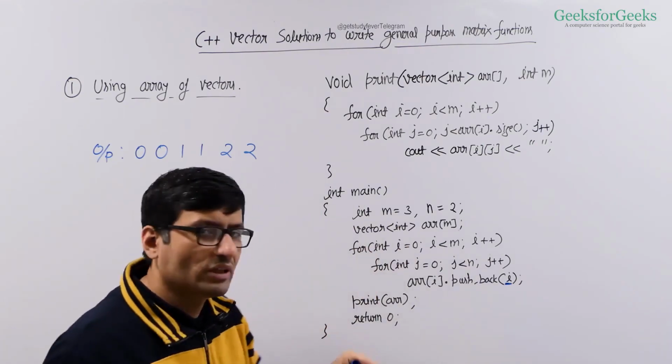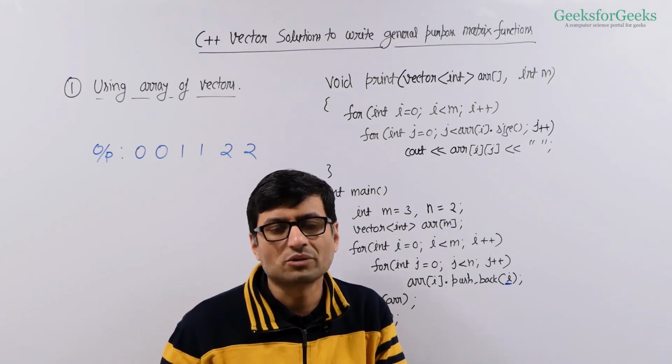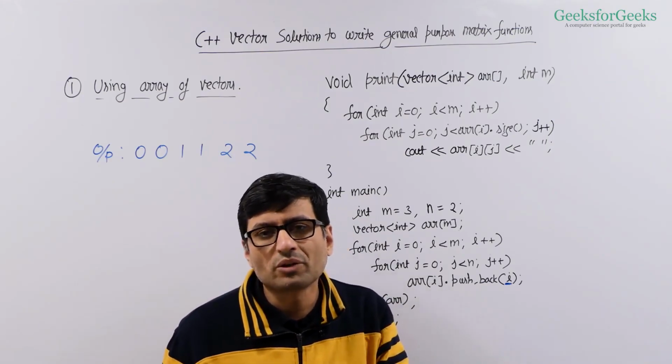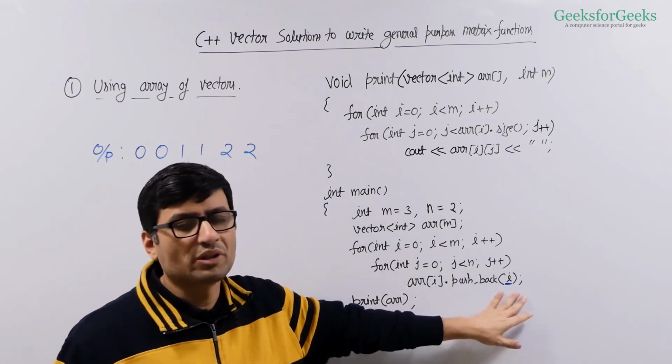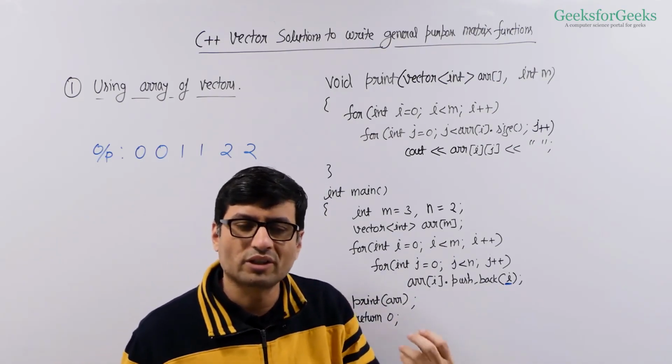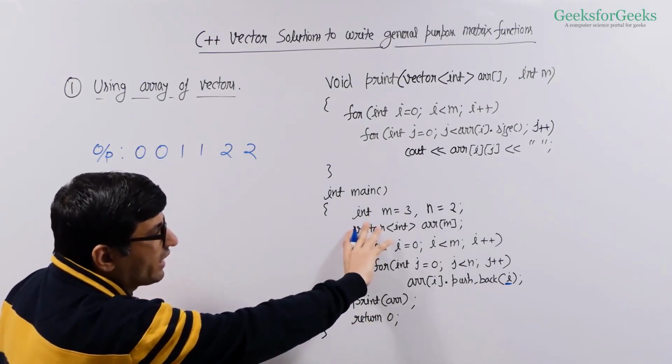So the first row is going to have all zeros. The second row is going to have all ones. The third row is going to have all twos. We can put any values according to our business requirements. Here is just an example. We are simply putting i. We can put 10 or 20 or any fixed value. So this is how we create an array of vectors.